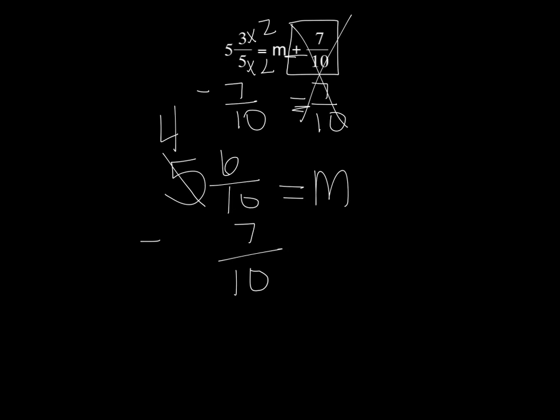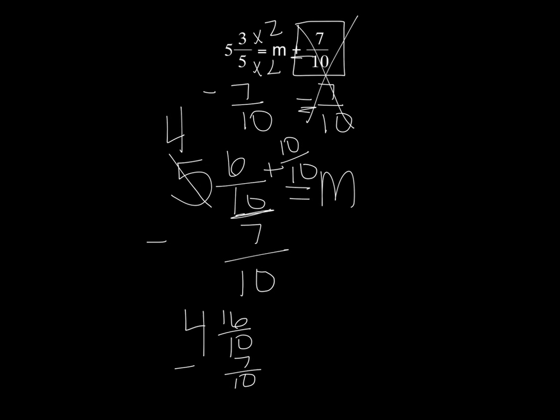So now I have a 4. I'm going to have to add 10/10, because I'm just adding a whole. So whatever my denominator is here, that's what I'm going to make my numerator and my denominator if I'm adding a whole. So now I'm doing 4 and 16/10 minus 7/10.